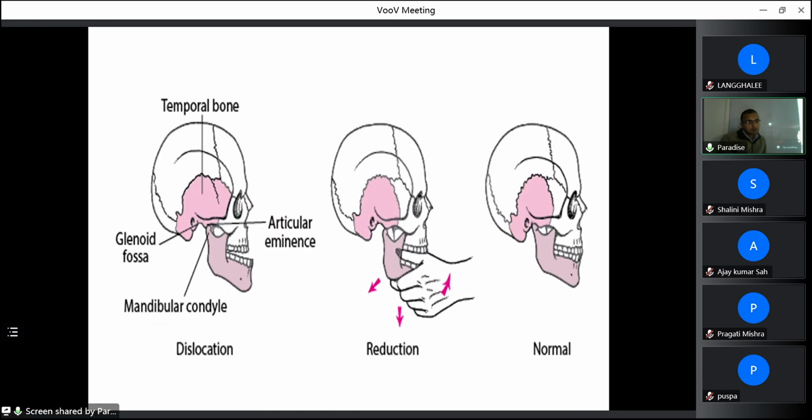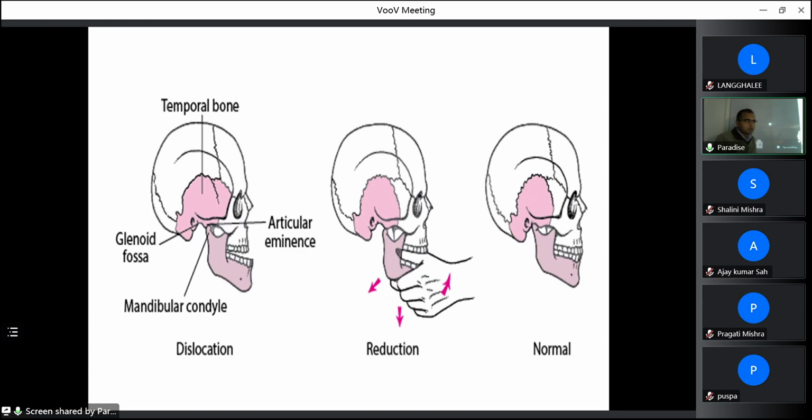In case of dislocation, the mandibular condyle will go anterior to the articular eminence. During reduction, you have to apply pressure either on the buccal shelf area or the last erupted tooth. You can use a gauze piece. It may be painful. The rest of the 4 fingers should be applied at the lower border of the mandible, and your force should be superior in the anterior region and downward in the posterior region. And you can take the mandible back to its normal position.